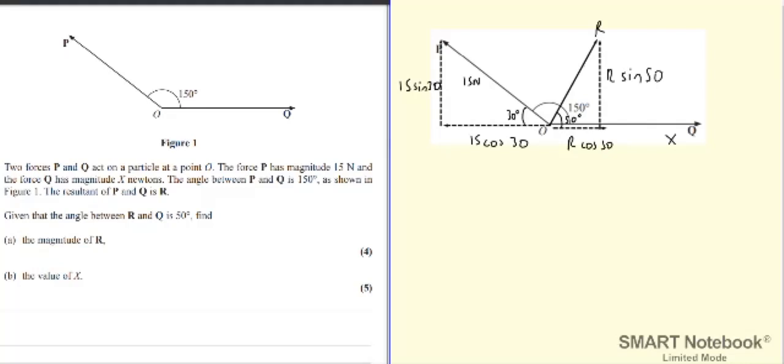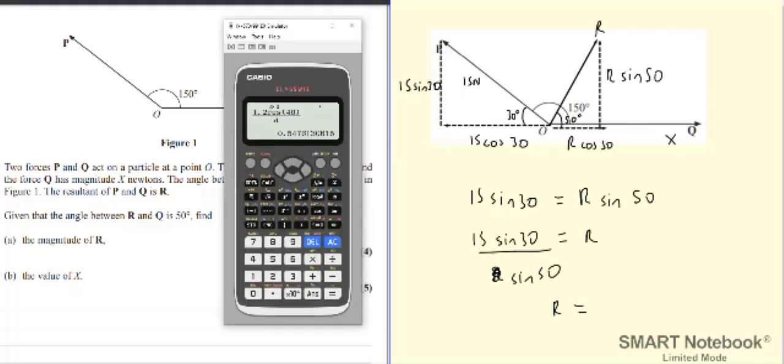Now, horizontally, Q has no impact. So what we can say is that the upward forces of P must be equal to the upward forces of R, because these are the only forces that are vertical. So 15 sine 30 must be the same as R sine 50. And from there we can work out R equals 15 sine 30 over sine 50.